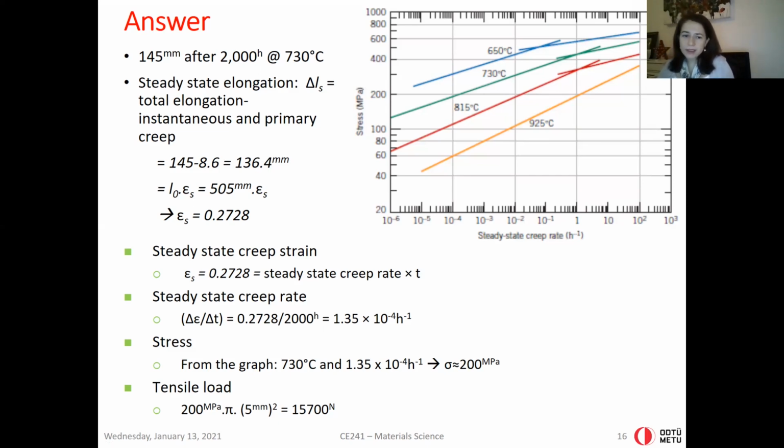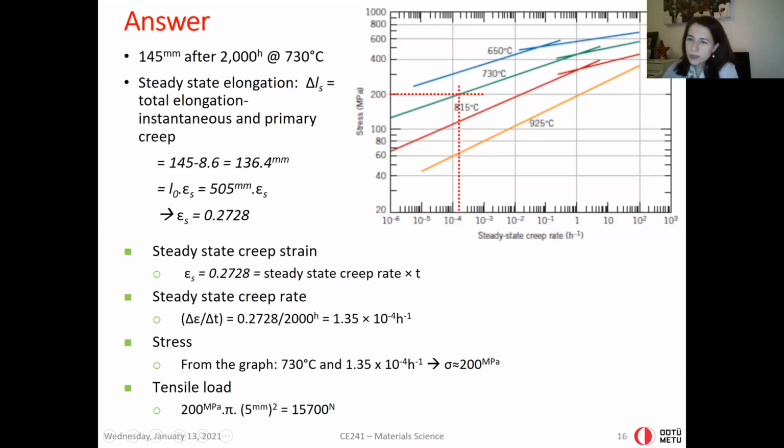So we can calculate our steady state creep rate as 1.35 times 10 to the minus 4 per hour. And our stress can be calculated now from the graph. The green curve represents 730 Celsius, and we check 1.35 times 10 to the minus 4 per hour. So it will give us approximately 200 megapascal as our stress.